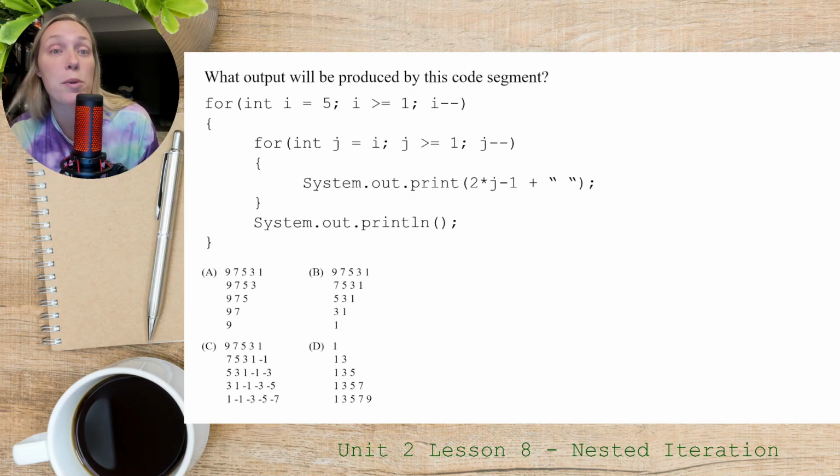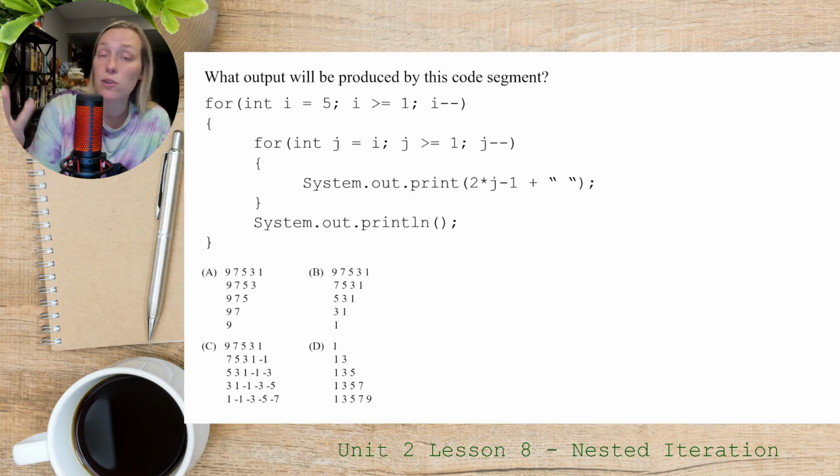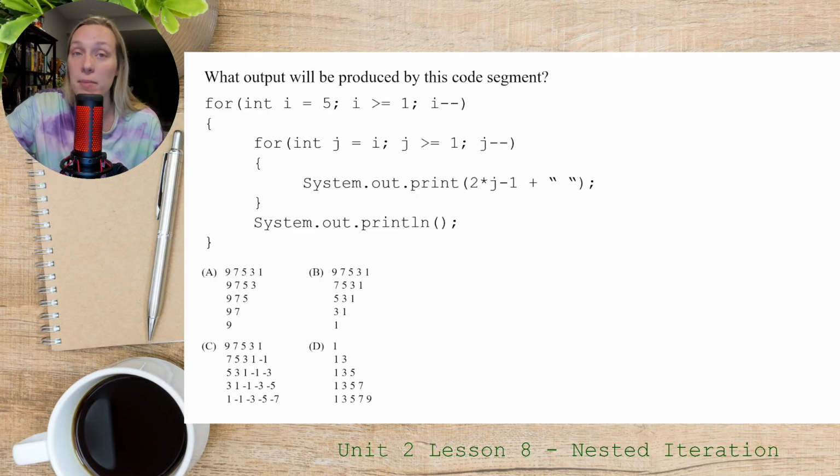What output will be produced by this code segment? So they'll give you the nested iteration, and then of your choices, you just have to pick it. Luckily, with multiple choice, you can do process of elimination, and I'm going to show you how to do that.